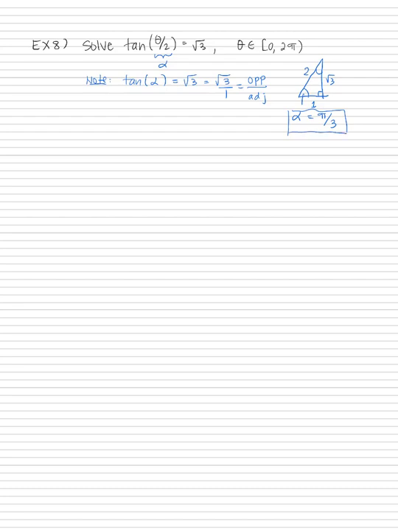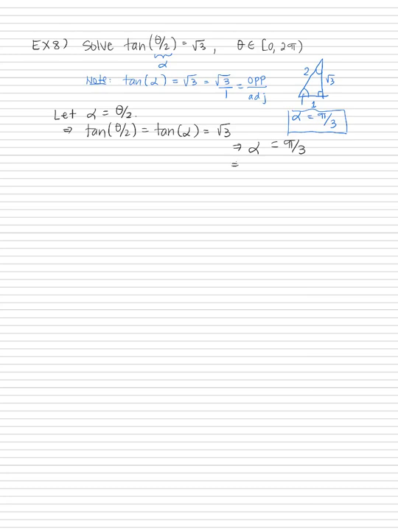Okay, so now I'm just going to rewrite everything out. Let alpha be theta over 2. Then tangent of theta over 2 is tan of alpha, which is square root of 3. Now, that implies that our alpha is pi over 3. That's what we just discovered.